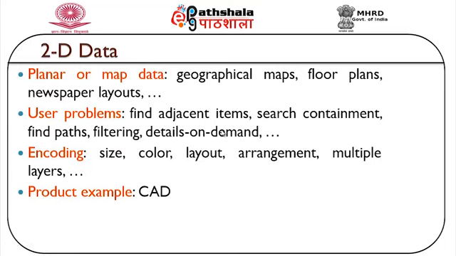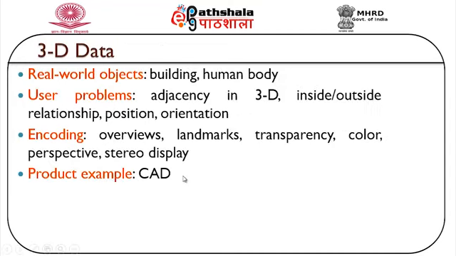In the case of 2D information types, examples are planar or map data, where we have applications such as geographical maps, floor plans, newspaper layouts. These all come under planar or map data. The user problems associated with the 2D information types are to find adjacent items, to search for a particular containment, to find paths within the data, to filter certain data, or to get details on demand. Some of the encoding principles that we use here are size, color, layout, arrangement, multiple layers. Product example is CAD.